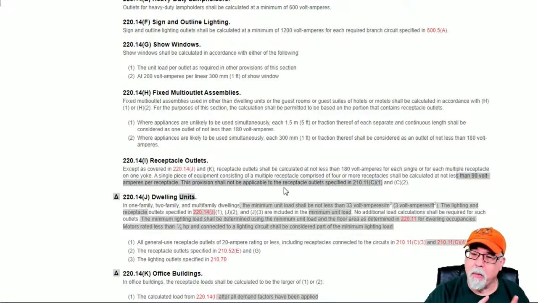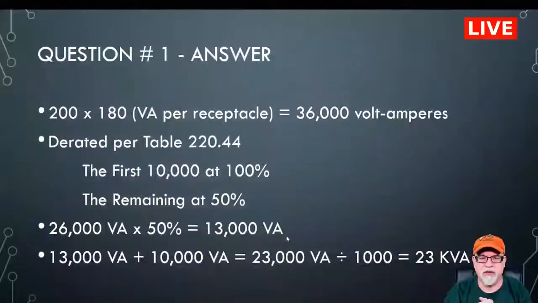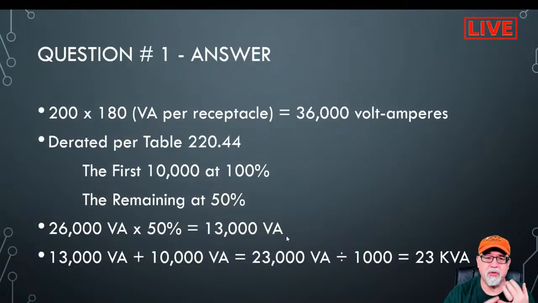So now let's go back real quick to the actual presentation, and we'll continue to work through this. So, okay, first thing, we had the 200. We see where the 180 VA comes from per strap. And again, the question just says receptacles, okay? Don't overthink it. Whether it's a simplex or duplex, it's still one strap.